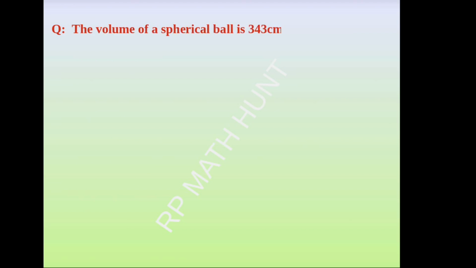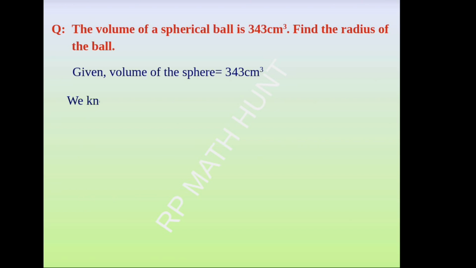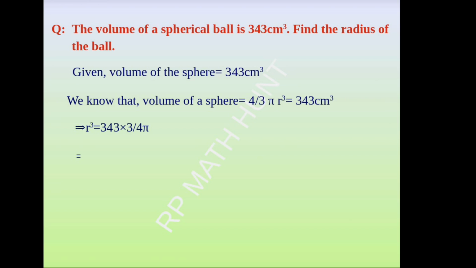Now, the volume of a spherical ball is 343 centimeters cube. Find the radius of the ball. Given volume of sphere is equal to 343, and we know that volume of a sphere is 4 by 3 pi r cube, is equal to 343. Then r cube is equal to 343 into 3 by 4 pi. That is equal to 343 into 3 by 4 into 3.14. That is equal to 81.92 centimeters cube. Implies r is equal to 4.34 centimeters.